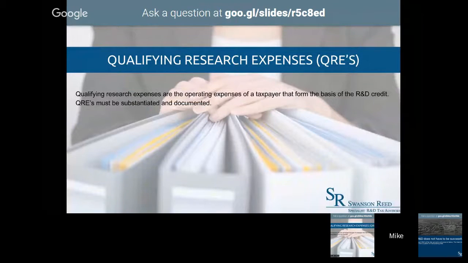Okay, qualifying research expenses, QREs. They are the operating expenses that a taxpayer incurs, and they form the basis of the R&D credit, and they have to be substantiated and documented. We have a brief slide at the end of the presentation on documentation, and what it says in 25 words or less is if you can't document it, don't claim it.